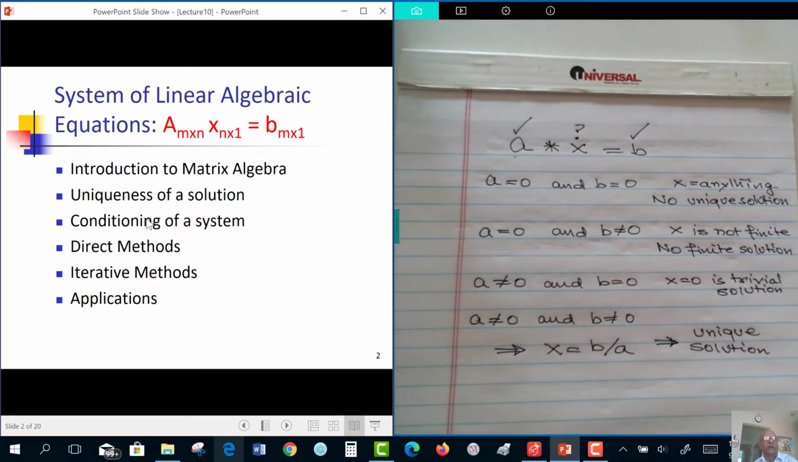So here is what will happen over the next couple of weeks. I'm going to introduce you to matrix algebra, which is linear algebra. And then we are going to learn about uniqueness of a solution. I showed you a very simple example when we have one equation, one unknown. We'll talk about conditioning of a system. And then we will learn methods to solve this linear system. We will learn direct methods. We will learn iterative methods. And then we'll look at some applications.